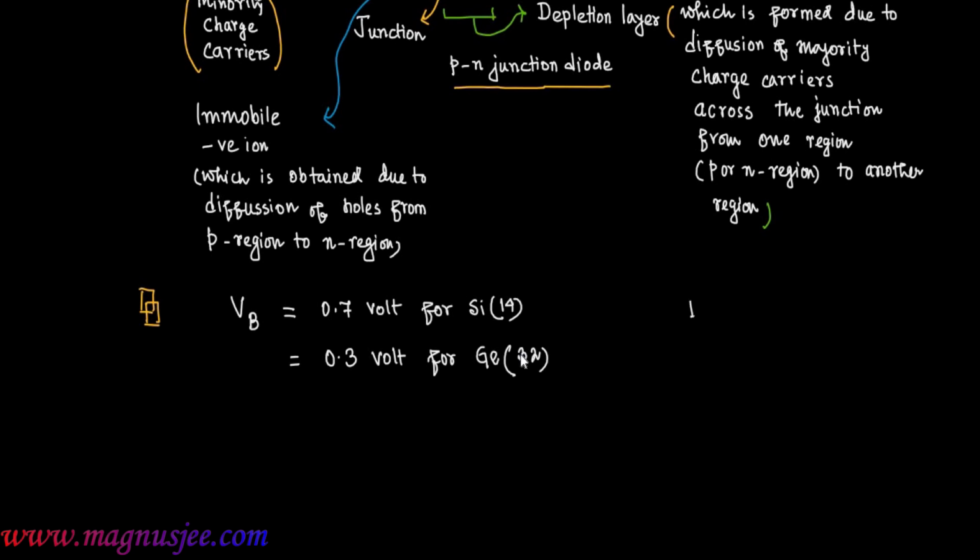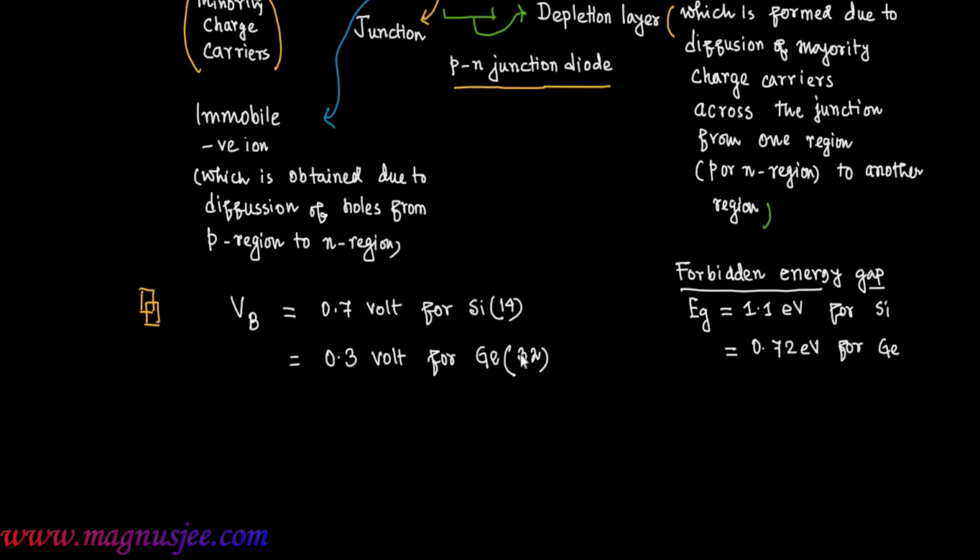Don't mix it up with the value of the forbidden energy gap. Eg was the forbidden energy gap, which has the value 1.1 electron volt for silicon. And what is the value of the forbidden energy gap for germanium? Anyone? Response? 0.72 electron volt. Eg is the forbidden energy gap; in that gap no charge carriers can exist. The forbidden energy gap exists between the conduction band and the valence band.